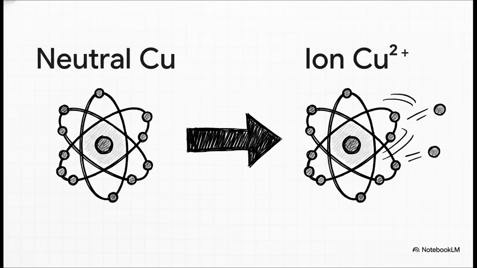And it's a similar story for copper. A neutral copper atom has its own unique electron setup. To become a Cu2+ ion, it loses 2 electrons, again from the outside in. That leaves it with 9 electrons in that same 3d orbital. Great, we have our 2 blueprints.